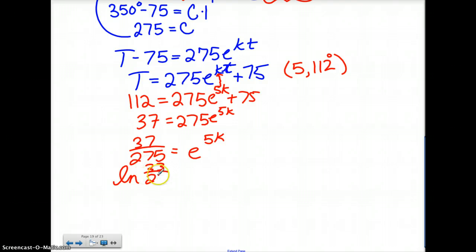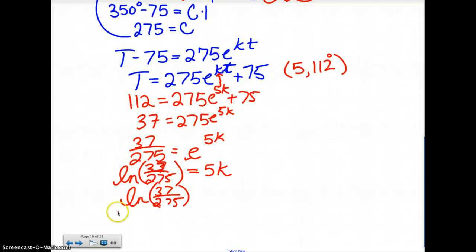The natural log of 37 over 275 is equal to the natural log, and we basically undo that, so the exponent comes out front. We've done that a couple times. So what I need to do on my calculator to figure out that k is the natural log of 37 over 275, divided by 5, is going to be equal to k. I haven't done that yet on my calculator, so you can just do that on your own, and you're going to get that k. Usually we round it to 3 decimal points.